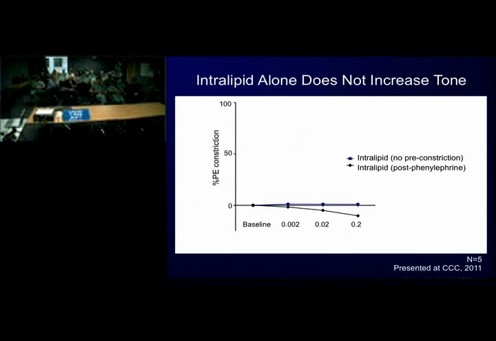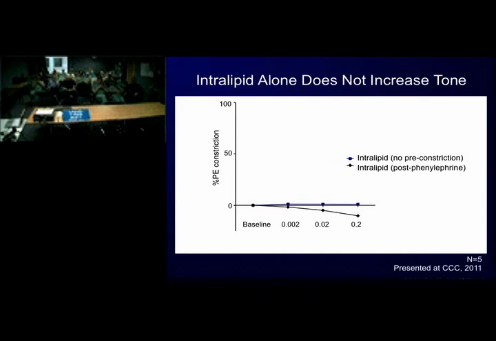And looking at intralipid by itself, on the y-axis here is percent of the phenylephrine constriction. When there's no constriction given at all, when we just give intralipid to the bath, you can see essentially a flat line, which means that intralipid does not cause any constriction by itself.